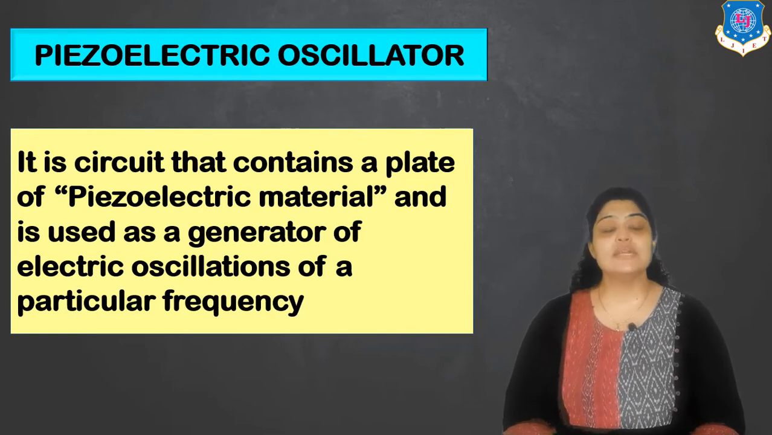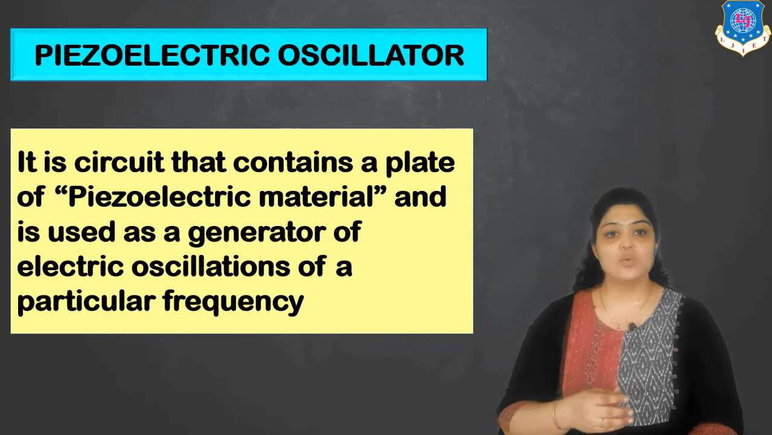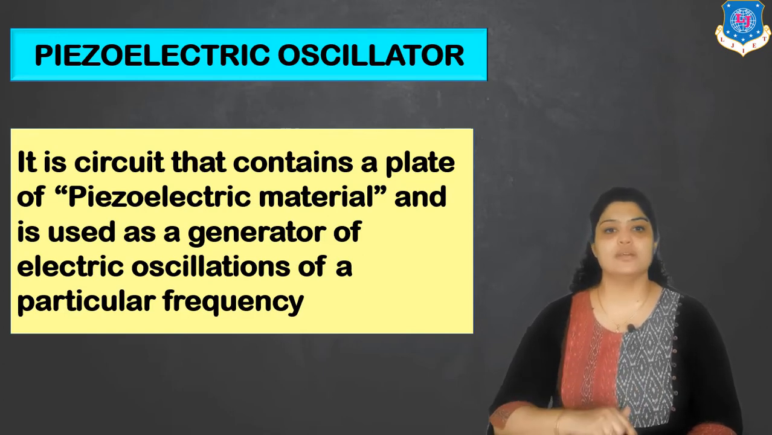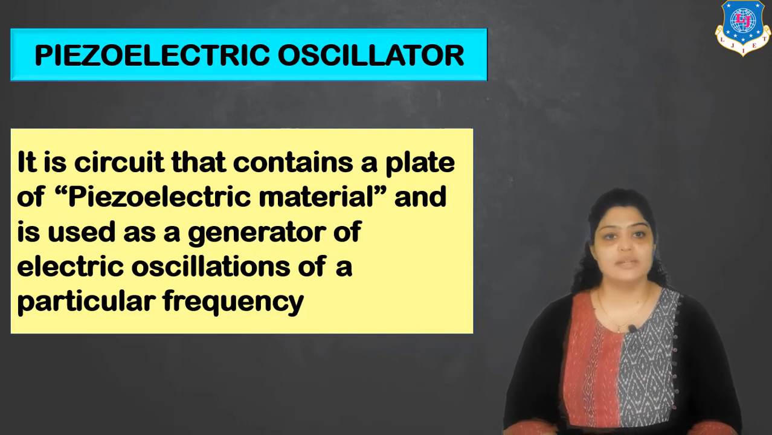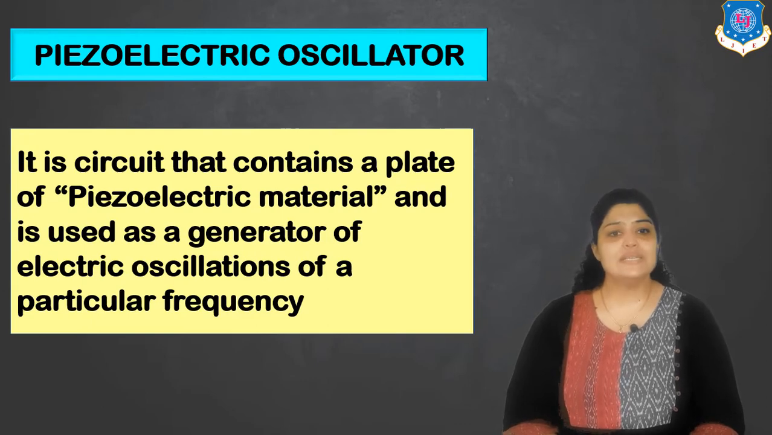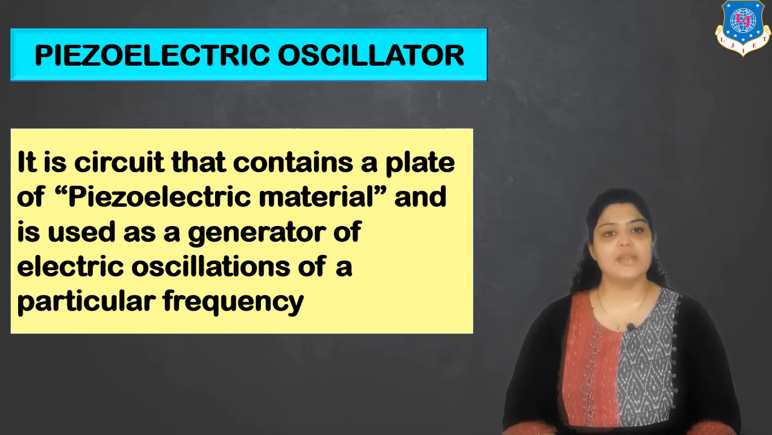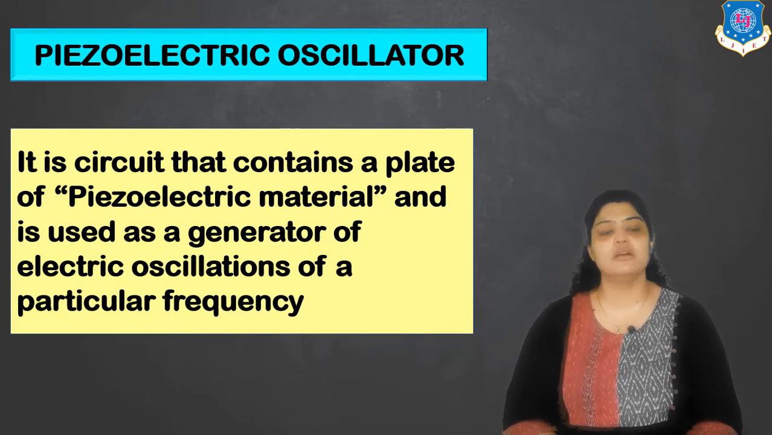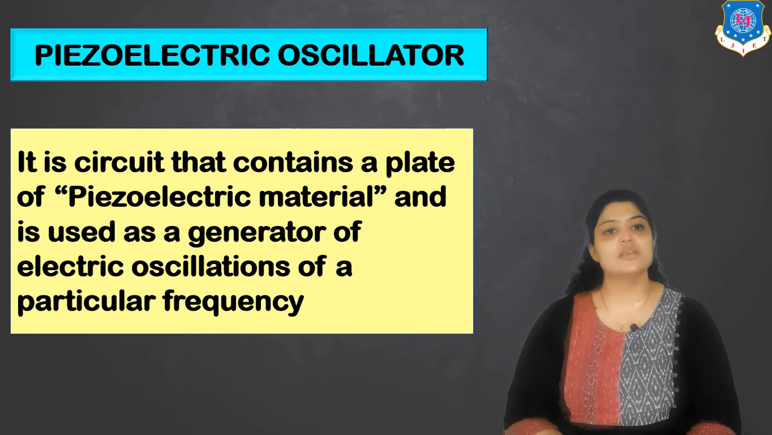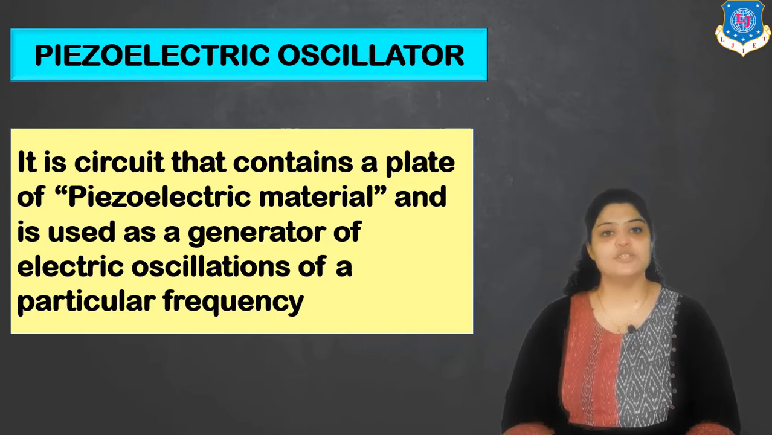An oscillator, you can say, is a circuit which leads to the alternating effect on the crystal, leading to changes in the dimensions of the crystal, giving us ultrasonic waves. So it's a circuit which contains a plate of a piezoelectric material which is used as a generator of electric oscillations of a particular frequency. So basically, an oscillator is a circuit which will give us alternating electric charges on the plates of a crystal.